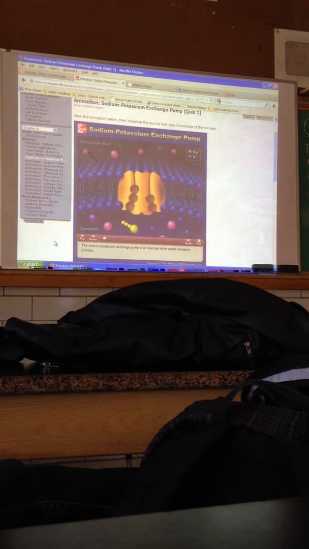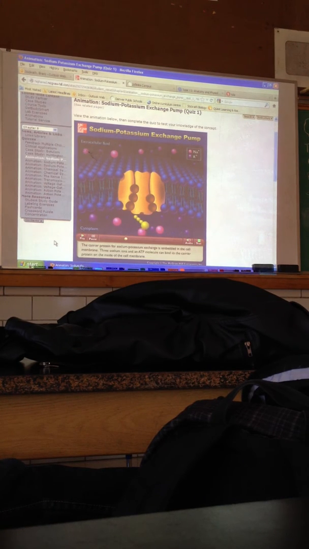The sodium-potassium exchange pump is an example of an active transport process. Active transport processes can move substances against a concentration gradient, and they require energy expenditure in the form of the breakdown of ATP. The sodium-potassium exchange pump moves sodium ions out of the cell and potassium ions into the cell. The carrier protein for sodium-potassium exchange is embedded in the cell membrane. 3 sodium ions and an ATP molecule can bind to the carrier protein on the inside of the cell membrane. The ATP is broken down to ADP and phosphate.